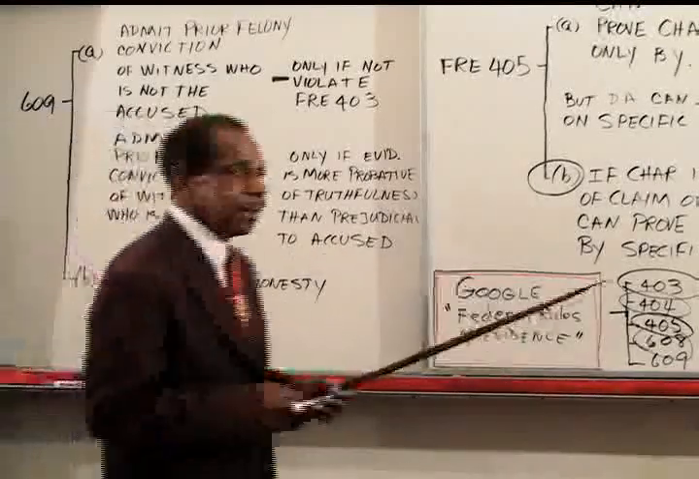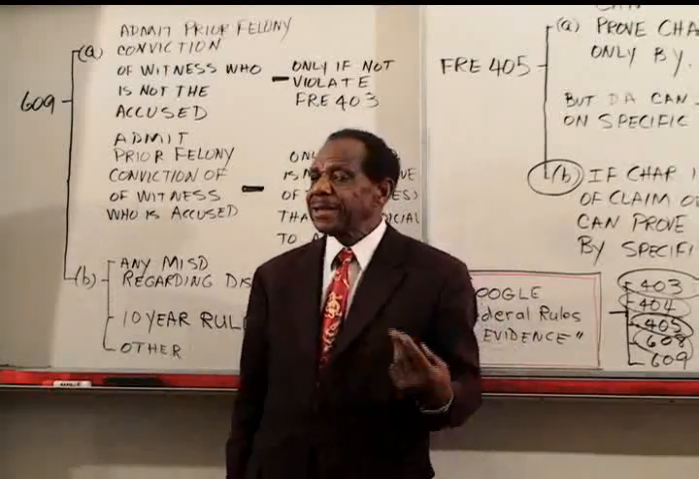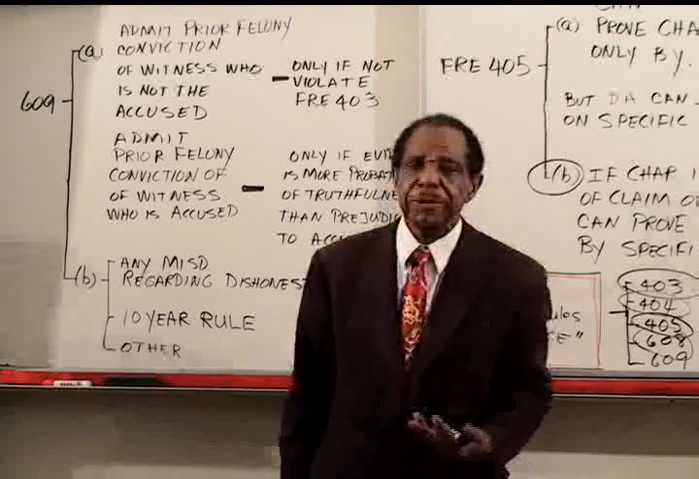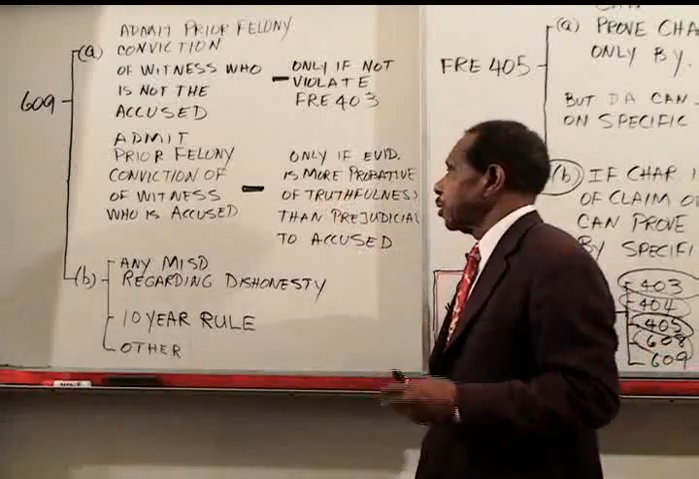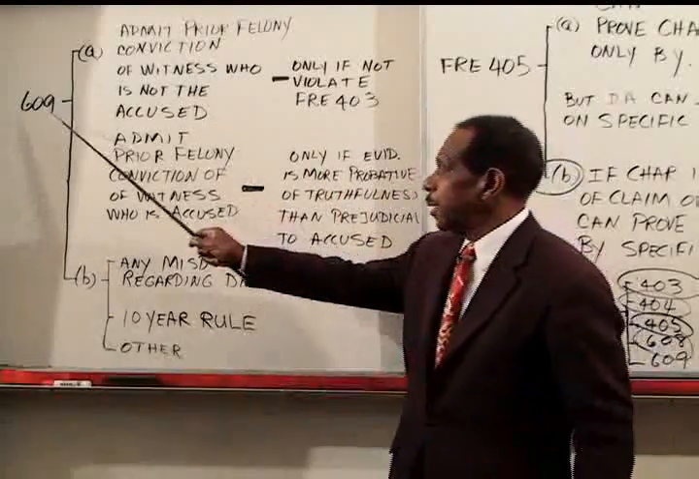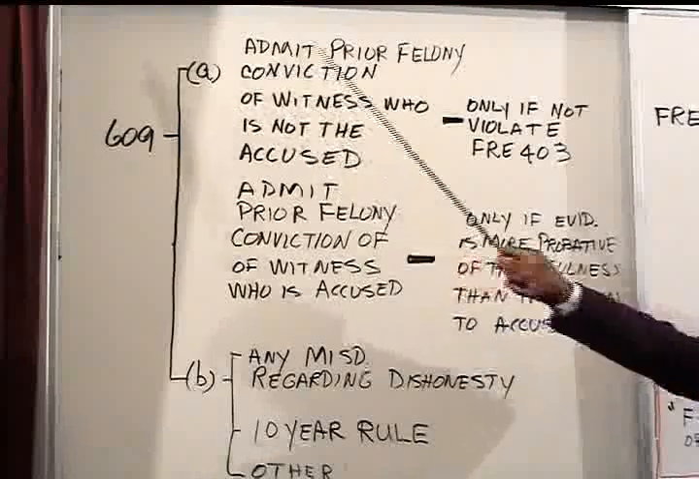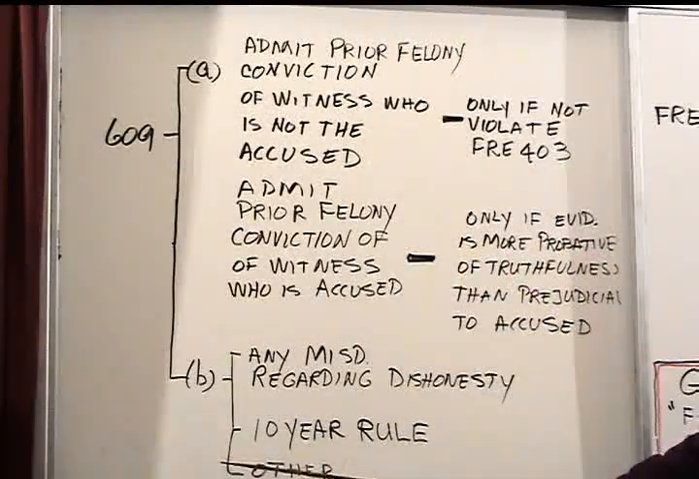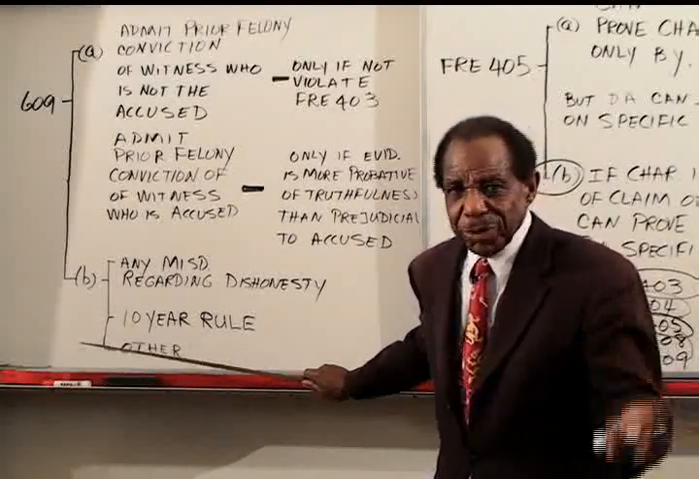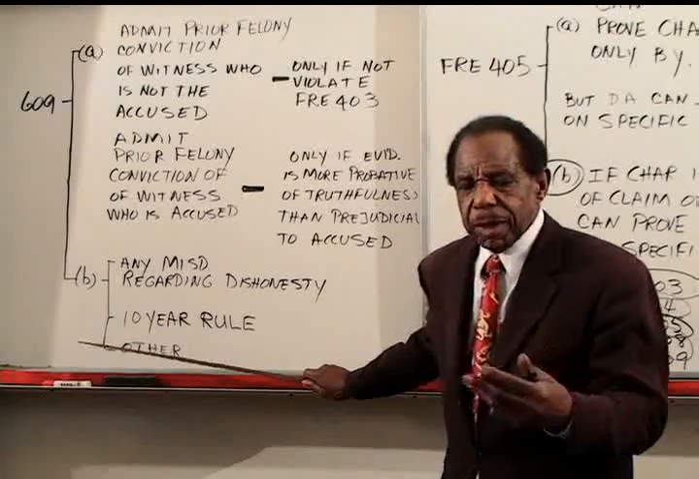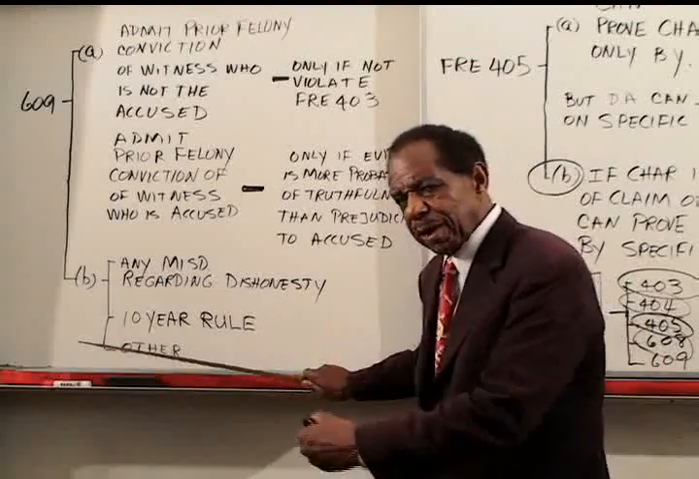609 is about the case where you want to impeach someone by conduct, but this time the conduct is criminal and there was a conviction, whereas in 608 we didn't necessarily have a conviction. In 609 we must have a conviction. 609 has an A and a B part, and 609A says we're going to decide now, when can you admit the prior conviction as evidence that the person is a dishonest witness? Once again, when can you offer prior convictions to show that the person on the stand is a dishonest witness?